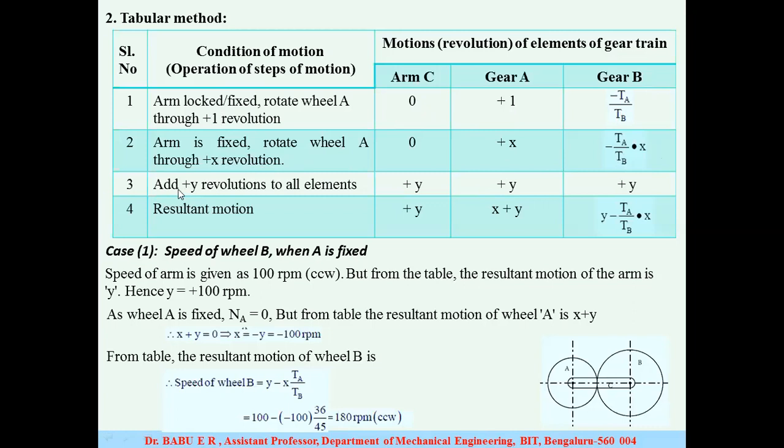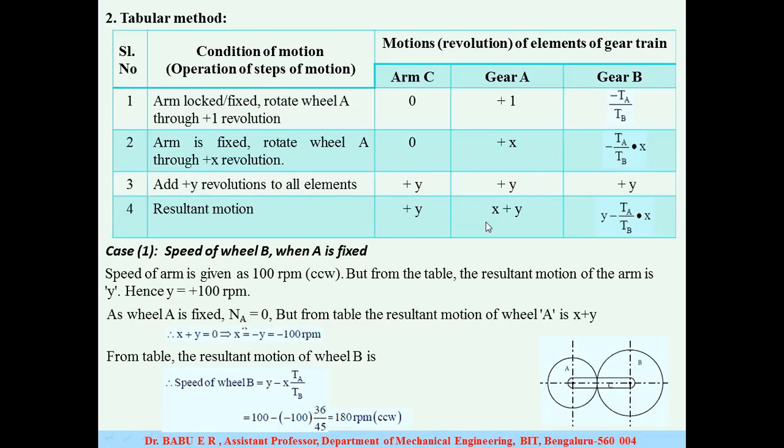Third step: in order to account for the revolution of the arm, you have to add plus y revolutions to all the elements. So just add plus y, plus y, plus y. Now the last step is the resultant motion. You have to add the second and the third row. Add these and write here: 0 plus y is plus y. x plus y is x plus y. Add these two and you'll get y minus Ta by Tb into x. So this is the way of tabulating the data in the table.